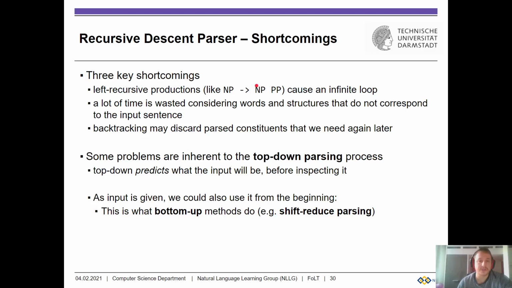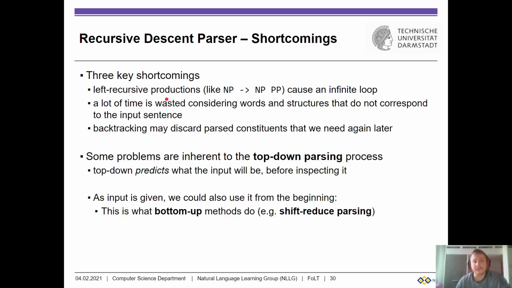infinite loop. So basically it tries to achieve this subgoal NP, then to achieve this, it again needs to achieve the subgoal NP-PP, and it will just expand it by this same production again. So our parser will never terminate. Well, to circumvent this problem, you would have to rewrite your grammar and remove left recursive productions.